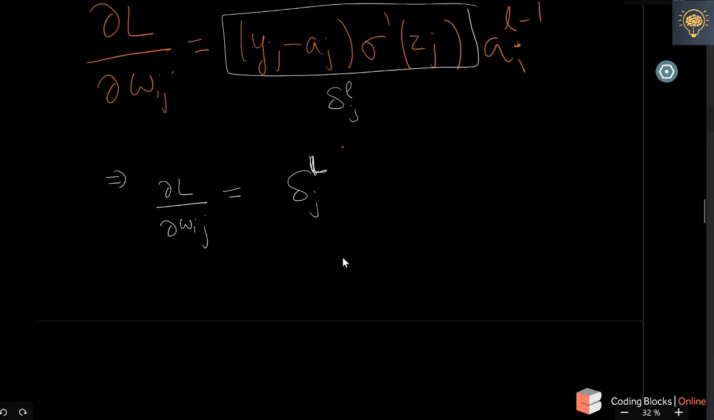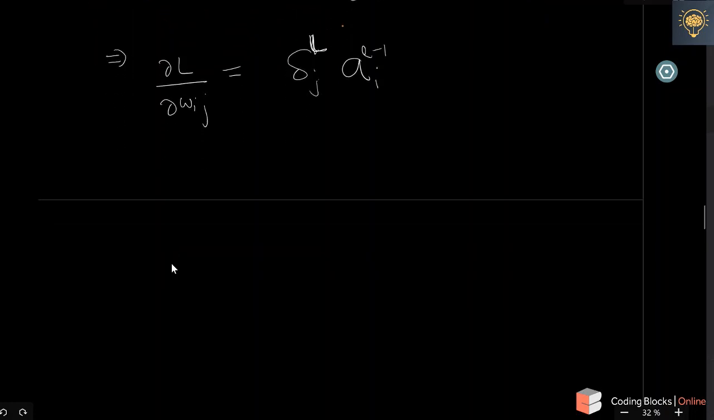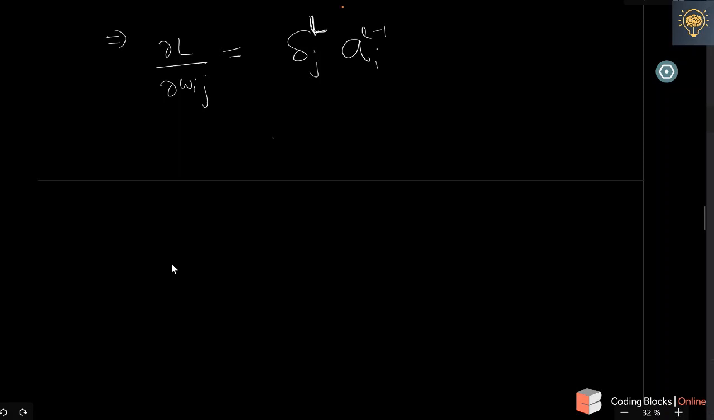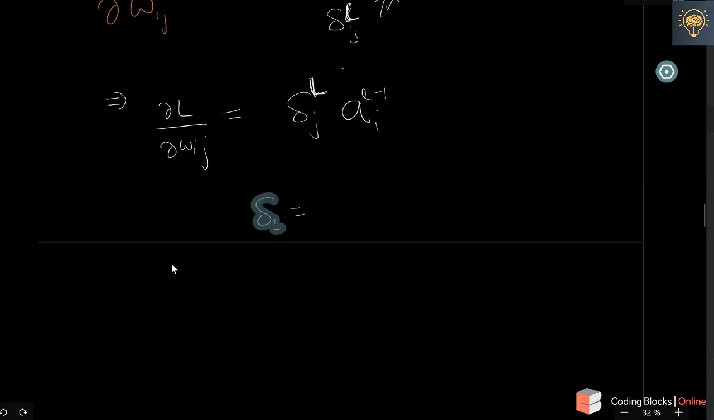Capital L is for the last layer, where delta of L is defined by the box, whatever the terms are in this box, into A of L minus 1 into I. So this is how you define the changes in the output layer, where delta L is given by this. Okay, just let me write this term once again.